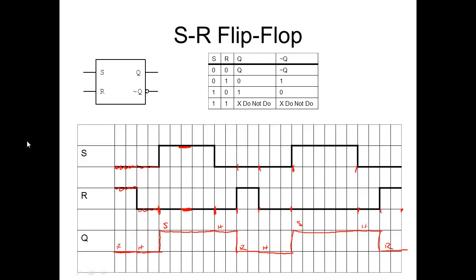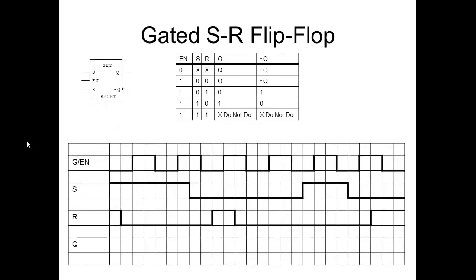Now what they found out was regular SR flip-flops are always changing. Anytime you change the input, the output is going to change. Well, that was a disadvantage because of those two invalid conditions. So what they did was they invented a gated SR flip-flop. And you sometimes will see these labeled G, sometimes you'll see EN, which is enable. You'll see it listed different ways.